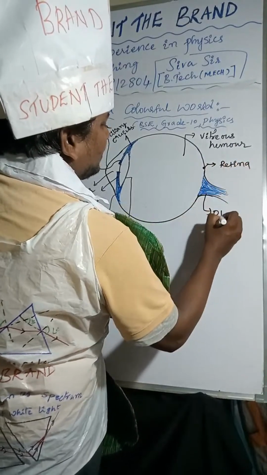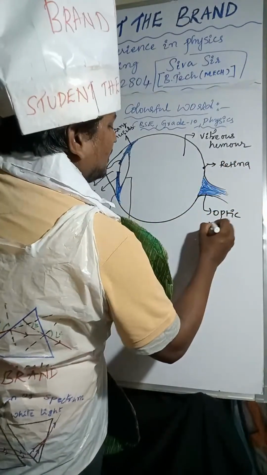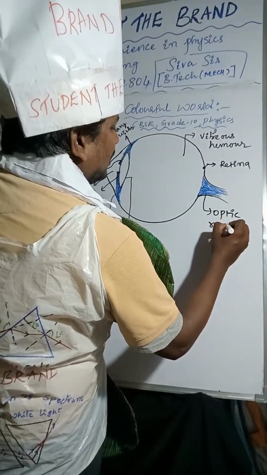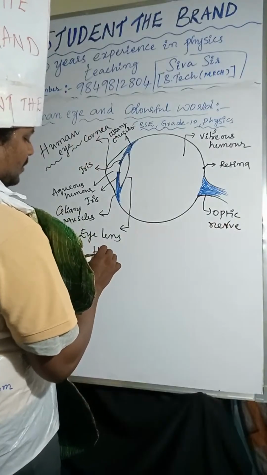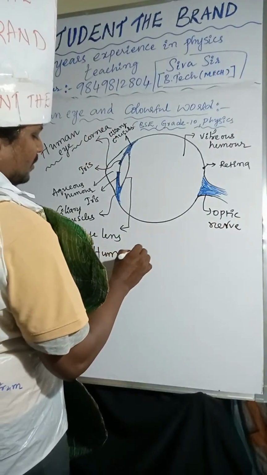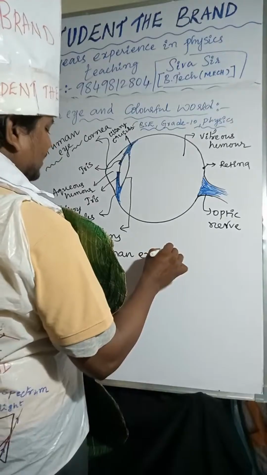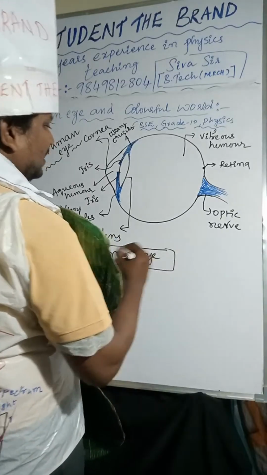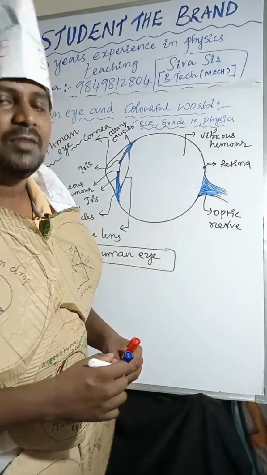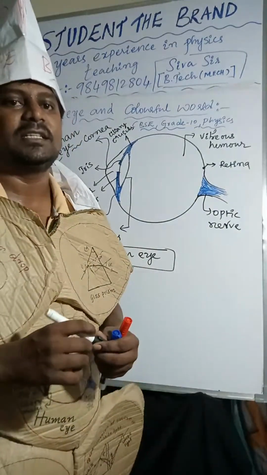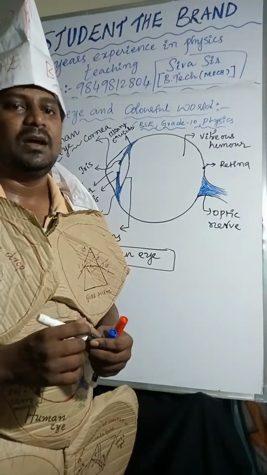So this is the optic nerve. This entire thing is the human eye and its parts. So this is the human eye. So now you can observe. One by one we will discuss.